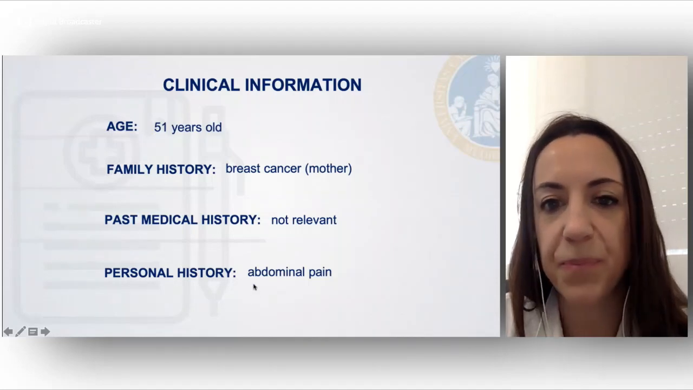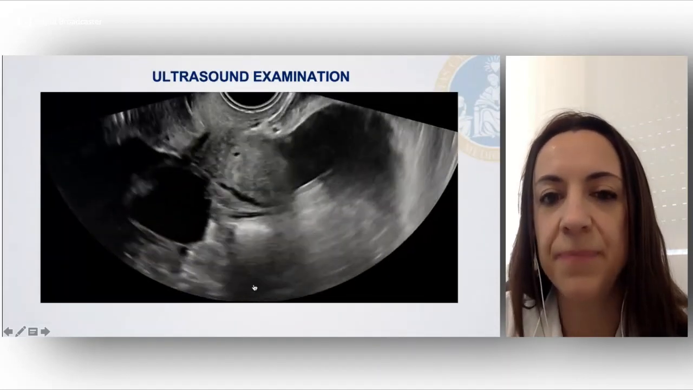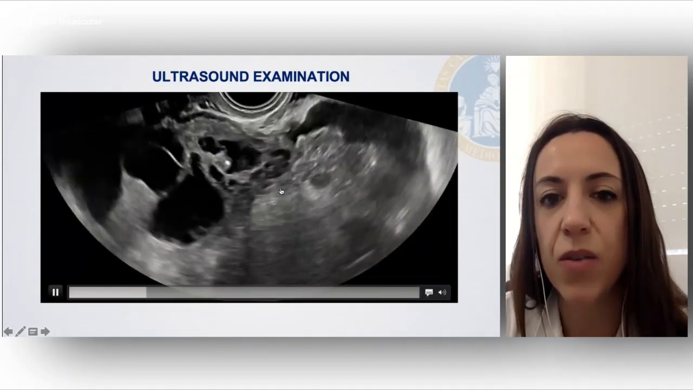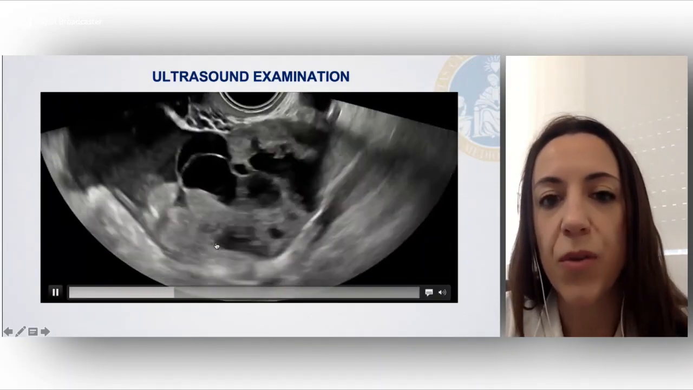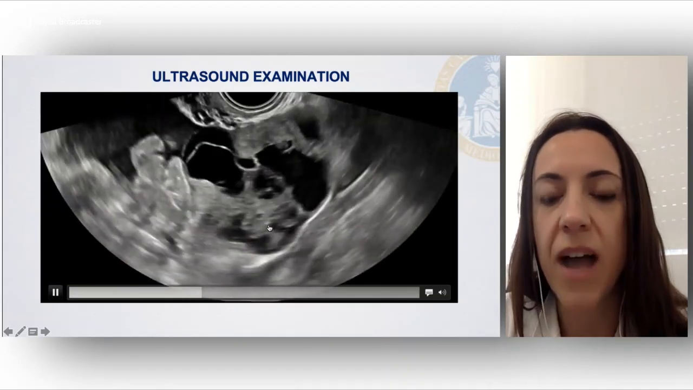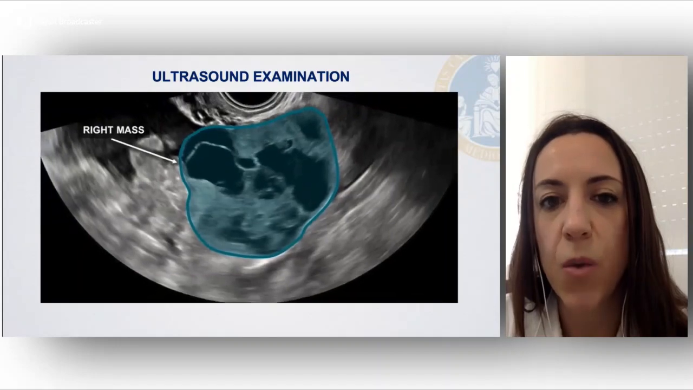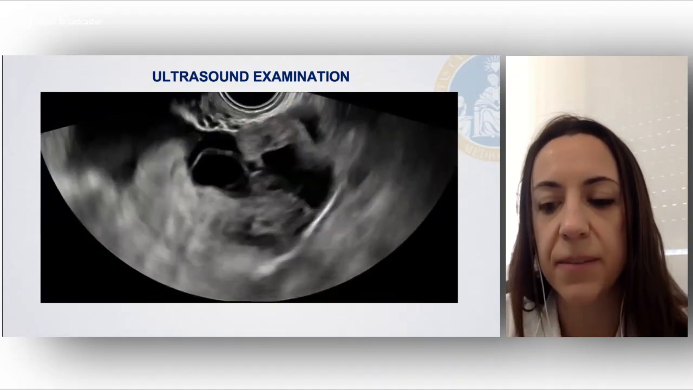Abdominal pain. This was our ultrasound examination. We can see the uterus, and it was normal. On the right side, we can recognize a lesion, a multilocular solid tumor with anechoic cyst content.